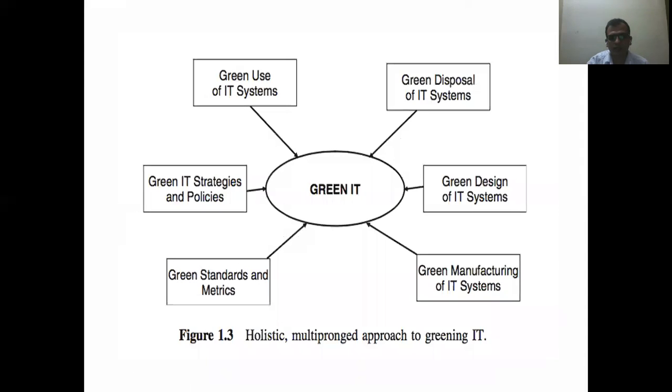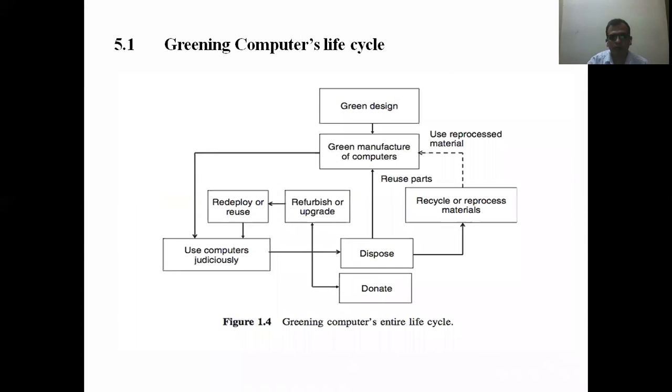So there are six units. Okay, green disposable of IT systems, green design of IT systems, green manufacturing IT systems, green standards and metrics, green IT strategies and policies, green use of IT systems. So these are the holistic multi-pronged approach to the green IT. So let us see the green computers life cycle.